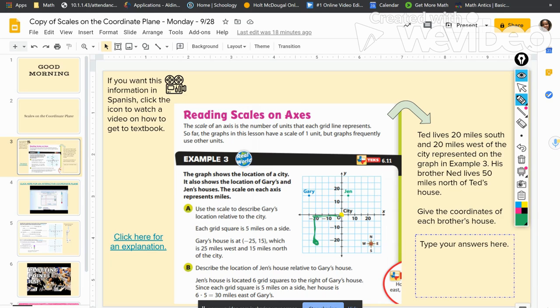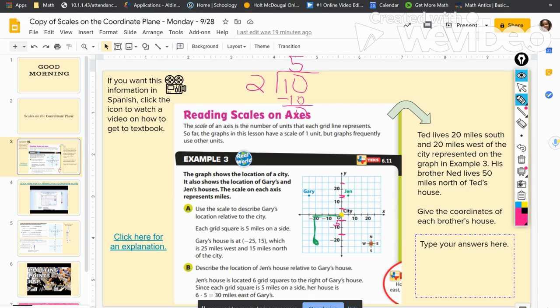Now they want us to know, well, Ned lives 50 miles north of Ted's house. So in order to figure that out, I had to read my scales. I know that each number or each line is represented by a number that's divisible by 5. How do I know that? Well, getting from 0 to 10, my middle number would be 5. Because what's half of 10? 5. 10 divided by 2, again, 5.